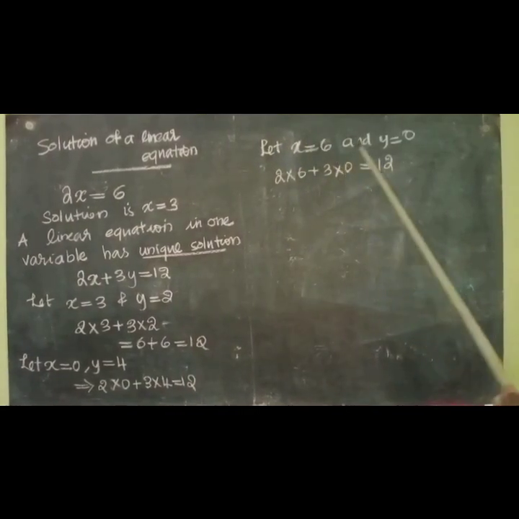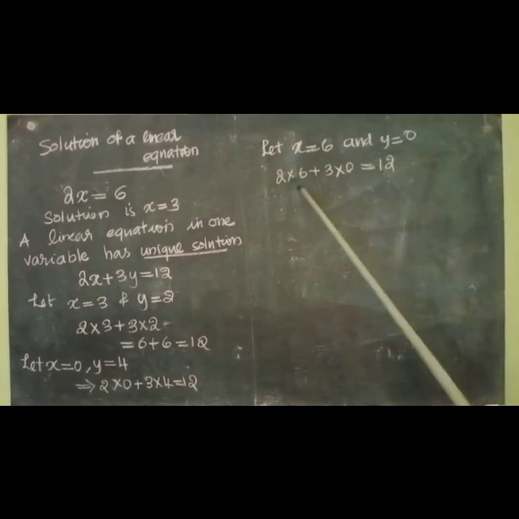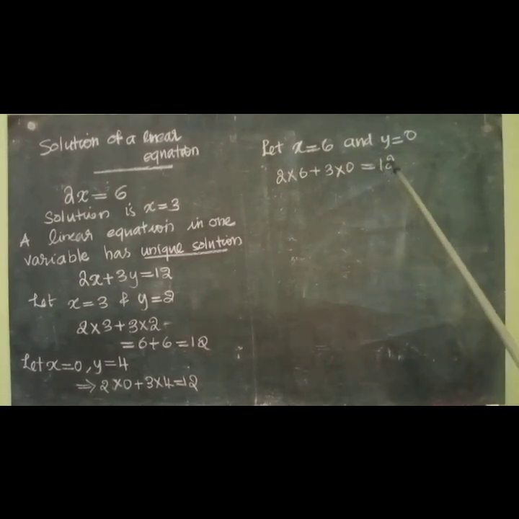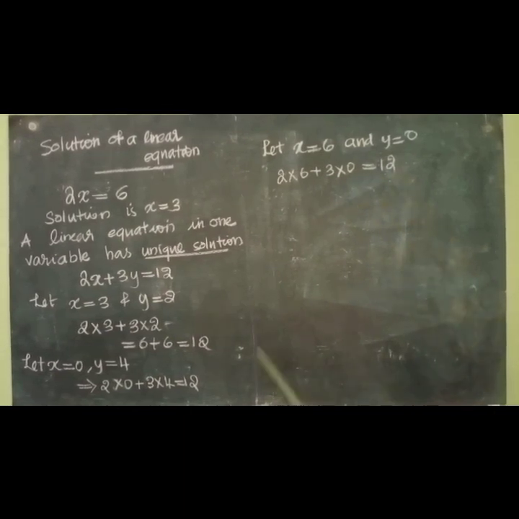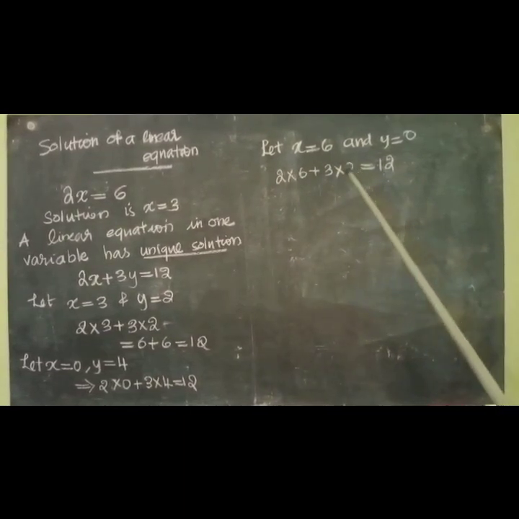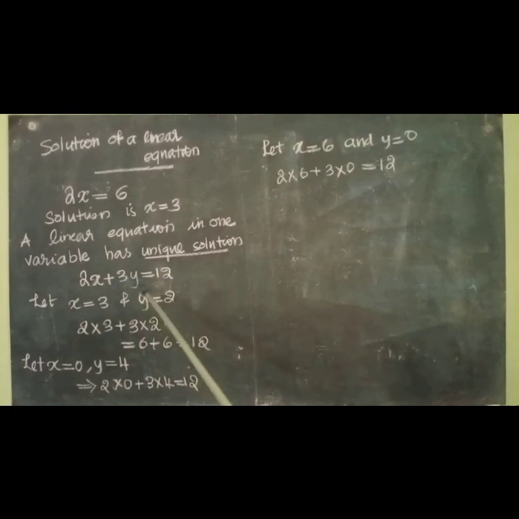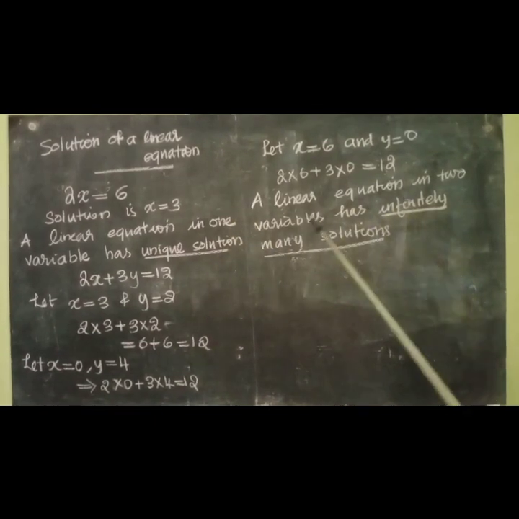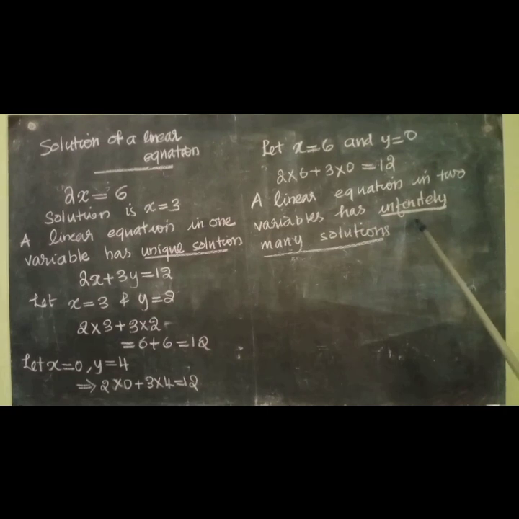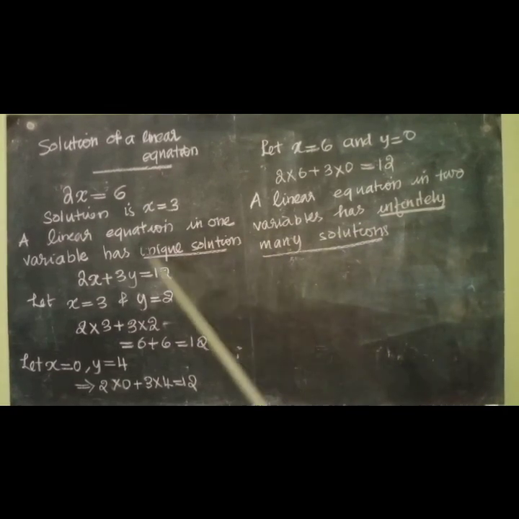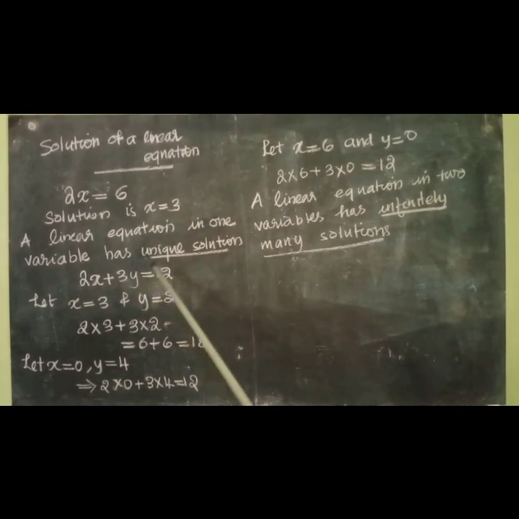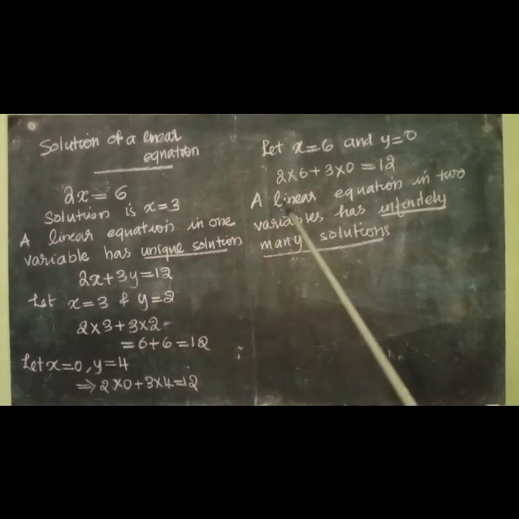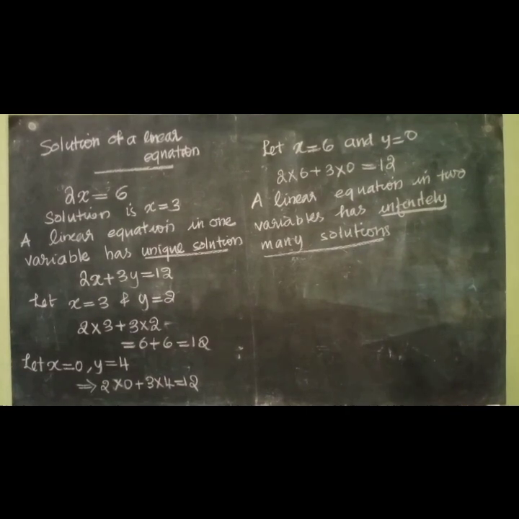Consider x equal to 6 and y equal to 0. 2 into 6 plus 3 into 0, that is also equal to 12. So we got another solution for the equation 2x plus 3y equal to 12. So we can conclude that a linear equation in two variables has infinitely many solutions. A linear equation in one variable has a unique solution. A linear equation in two variables has infinitely many solutions.